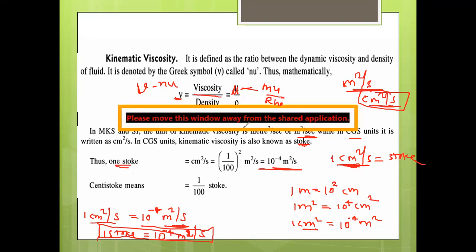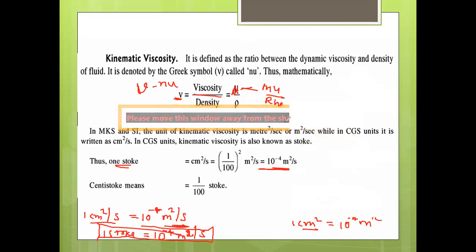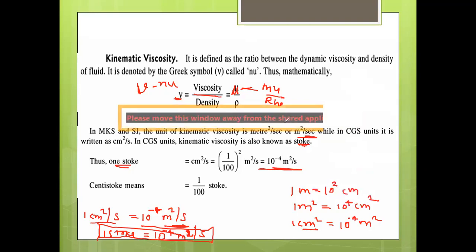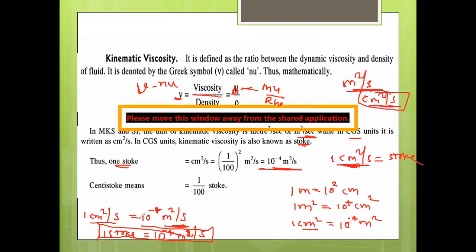Is there any doubt in this conversion? If you don't understand, please tell me, I will repeat it once again. Yes. No, sir. Okay, now we will move ahead.